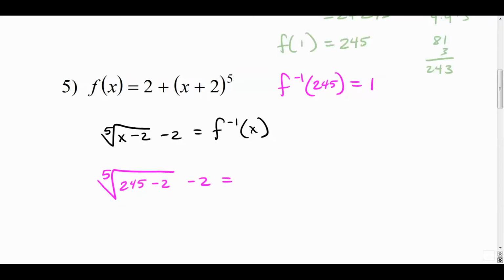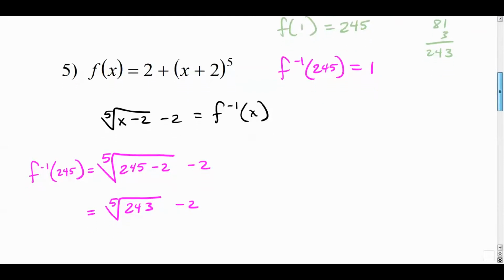So we're finding out what the inverse gives us when we plug in 245 for x. So it's the 5th root of 243. And we already said the 5th root of 243 is 3. 3 minus 2 is 1. So that works out. That's confirmed.